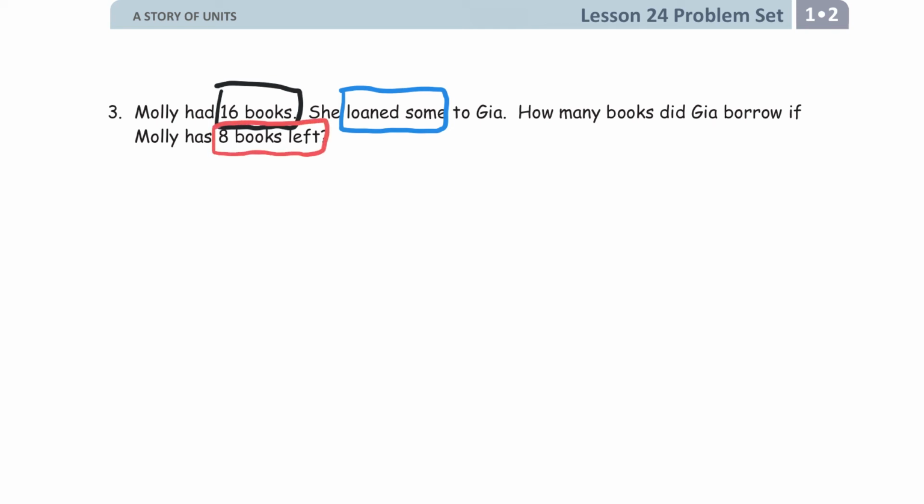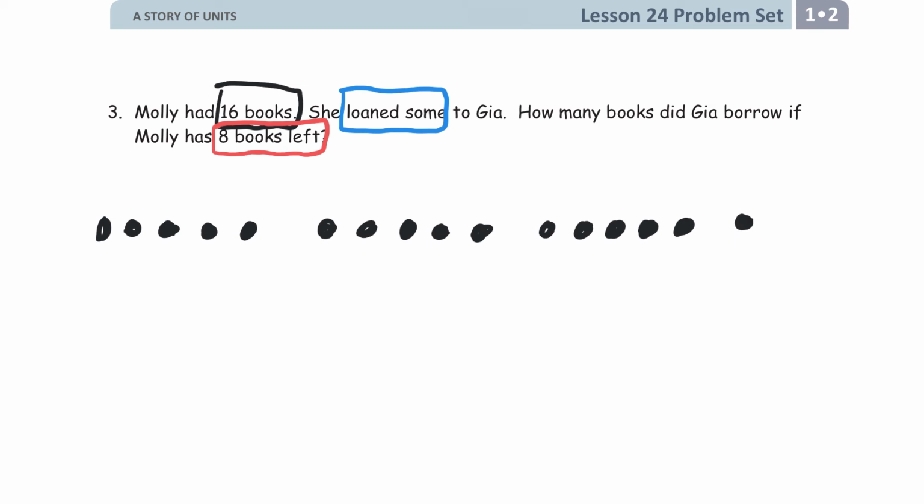So let's go ahead and start this up. We know that she had 16 books. So let's draw out 16. 1, 2, 3, 4, 5, 6, 7, 8, 9, 10, 11, 12, 13, 14, 15, 16.